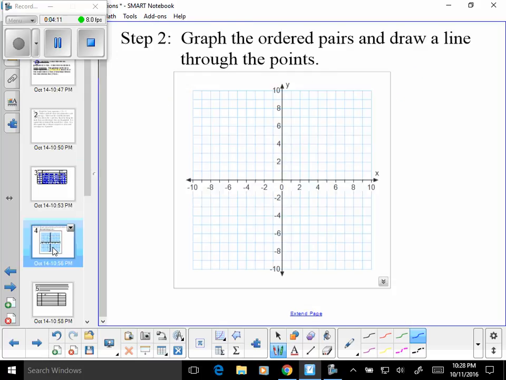Now, I graph those ordered pairs. So I'm going to graph 0, 1, and I'm going to graph 2, 5, and I will graph 4, 9. Then I will graph the -2, -3, and the -4, -7. This is where you can carefully line up your ruler and connect those dots to make a line. And I can't use a ruler, so I'm going to have to add some dots in here.